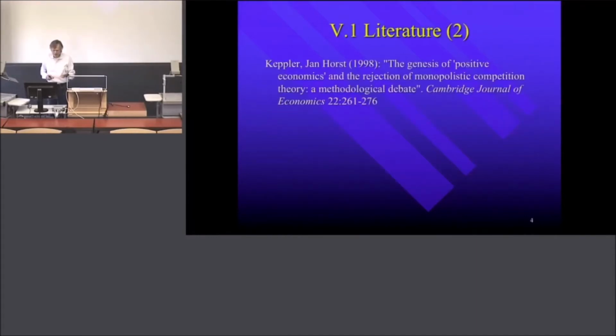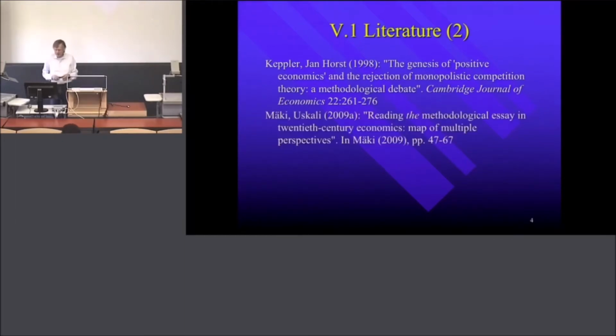And then a paper that's not so well known, but I cited once, Kepler, The Genesis of Positive Economics. And then a very interesting one is by Mäki, the other famous philosopher of economics from Finland, Reading the Methodological Essay in 20th Century Economics: A Map of Multiple Perspectives. He defends there the view that this is the most important methodological essay in 20th century economics, and probably many people would agree, but there are many perspectives on that, and people have difficulties reading that paper, and they all disagree. Some think it's a wonderful essay, others think it's really bad, and Friedman is such a confused mind. Anyway, we'll see what we are doing with it.